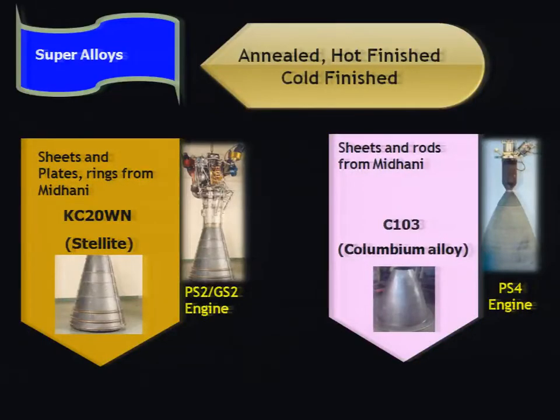Then among the super alloys, we have a number of annealed and hot finished, cold and cold finished materials which go into the nozzles, PS2 and GS2 engine parts, and also the columbium alloy which goes into the PS4 engine. This is used in both sheet and rod form, and this is produced at Midani. Both of them are done at Midani.